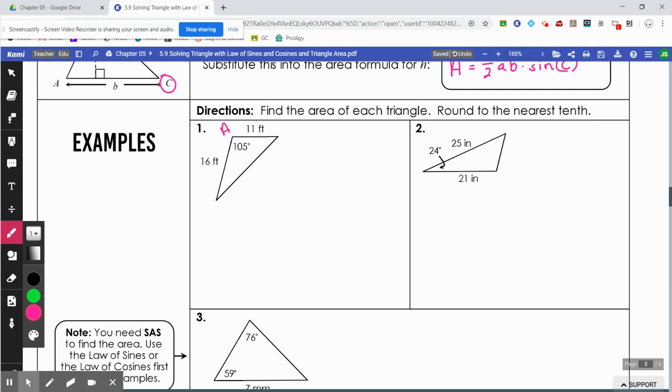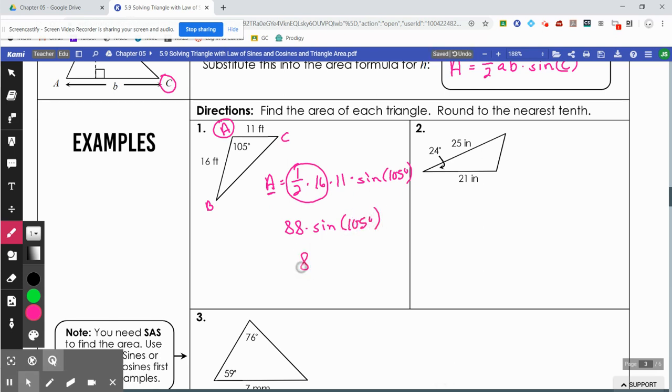So here's our A value. So the area of this triangle, now careful, this stands for area, and this is angle A. Area is equal to 1/2 times 16 times 11. It's the two side lengths times the sine of the included angle. So we'll type it in like this. Half of 16 is 8. 8 times 11 is 88 times the sine of 105. Type that into your calculator and you get about 85 square feet.